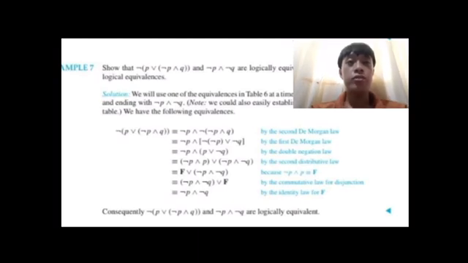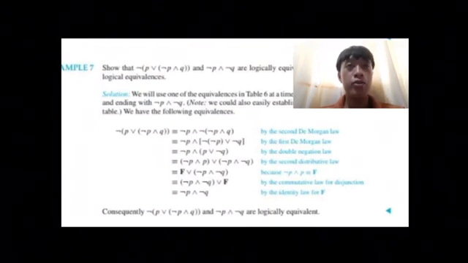Since according to negation law, negation of P and P is logically equivalent to false, that is the reason it is replaced by F. So it becomes F, or negation of P and negation of Q. And by the use of commutative law for disjunction, we can simply write it as negation of P and negation of Q, or F. And by the use of identity laws, P or F is logically equivalent to P. That is the reason why it becomes negation of P and negation of Q. Therefore, negation of P or negation of P and Q are logically equivalent to negation of P and negation of Q.